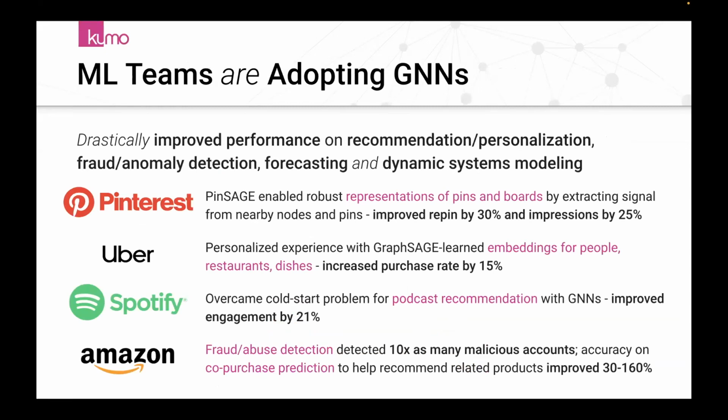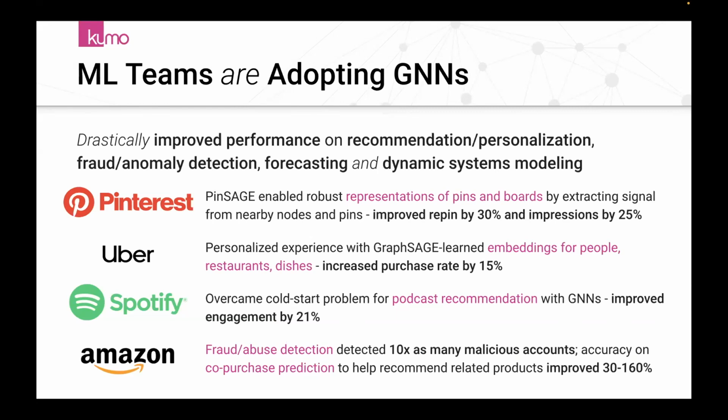Now, we started seeing leading ML teams adopting GNNs because they drastically improve performance on most applications. So think of recommendation, personalization, fraud anomaly detection, forecasting, any kind of dynamic systems modeling. So for example, Pinterest built something called PinSage to enable representations of pins, which are concepts, and boards, which are collected pins, and then they embed those to significantly improve top-line metrics. So they were able to do this for the entire graph of content and users, and they were able to see repin rate improve by 30% and impressions by 25%.